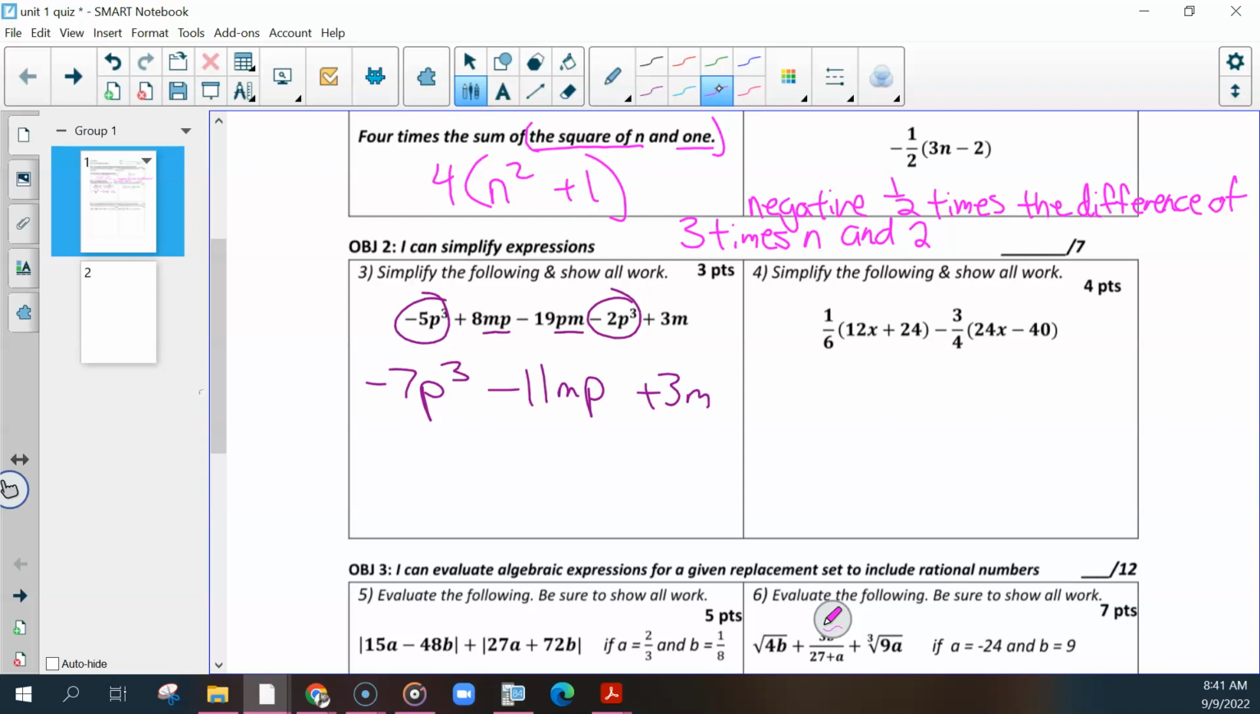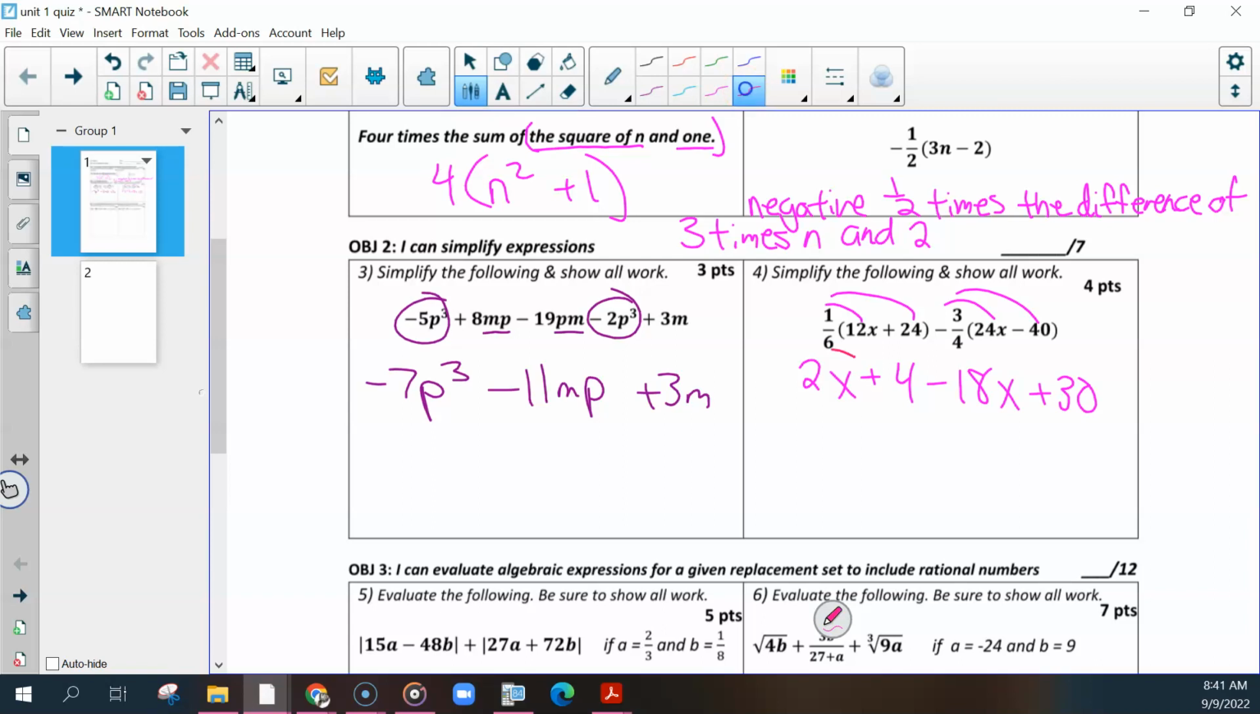I think almost everyone got this one right. So multiply this out to get 2x plus 4. This was negative 18x plus 30.